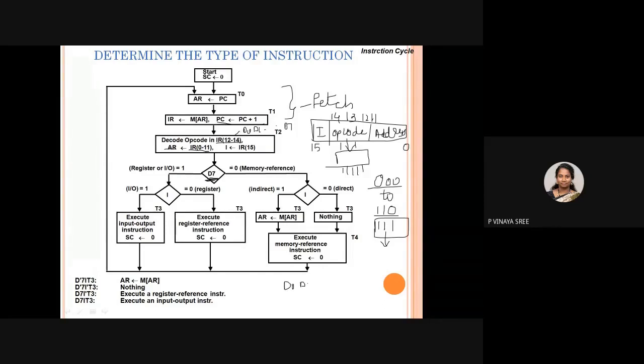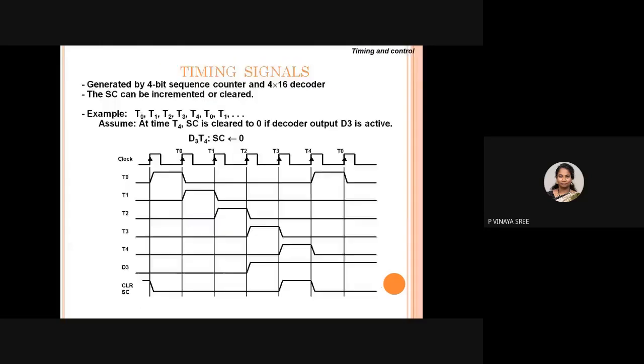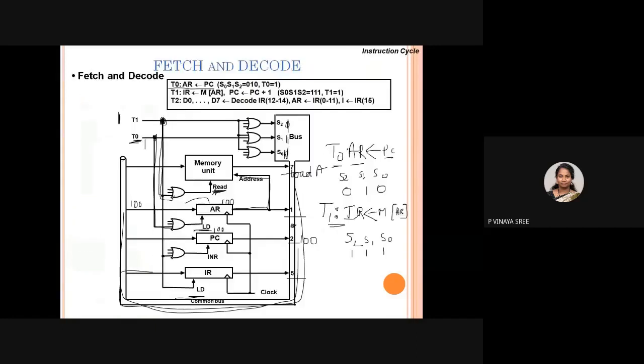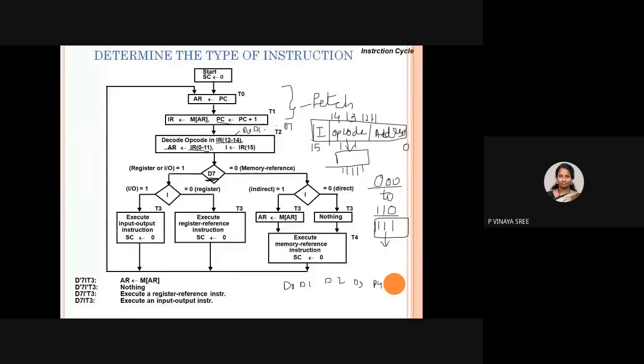D0, D1, D2, D3, D4. Let me show that diagram so that you can see this one. Okay, so three inputs, you have 0, 1, 2, 3, 4, 5, 6, 7. If any one among these is active, that indicates it is a memory reference. If this one is active, that indicates it is not a memory reference; it is either a register reference or input output instructions. So this is the deciding one.